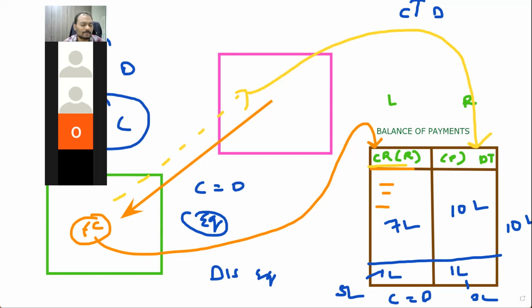So much money is going out of your country, but only little is coming into your country. This is disequilibrium. Debit is more, credit is less. It's unfavorable for the country. More foreign currency is going out of your country, but less foreign currency is coming in. So you call this kind of disequilibrium unfavorable disequilibrium, or adverse disequilibrium.